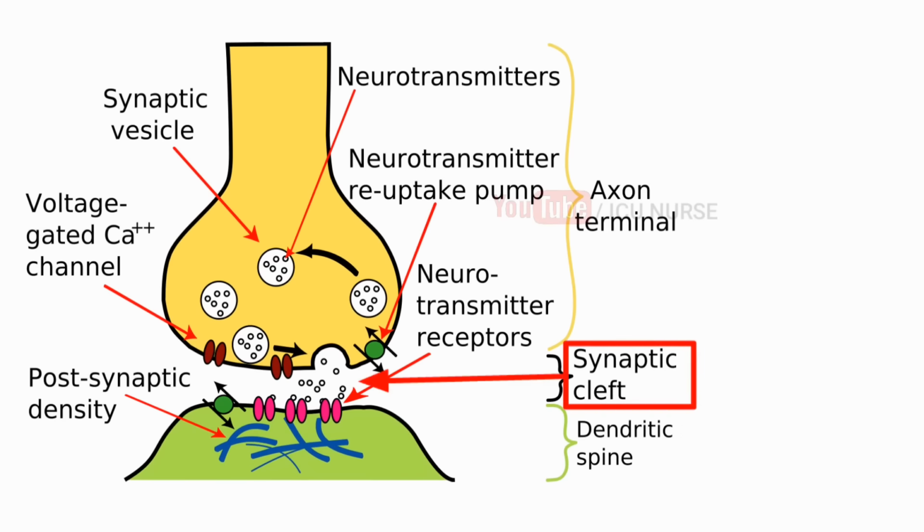Synaptic cleft is the space between neurons at a nerve synapse across which a nerve impulse is transmitted by a neurotransmitter. Synaptic cleft is also called synaptic gap.